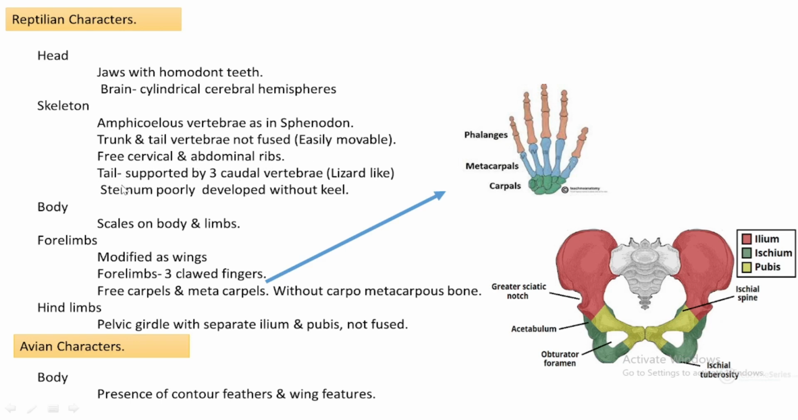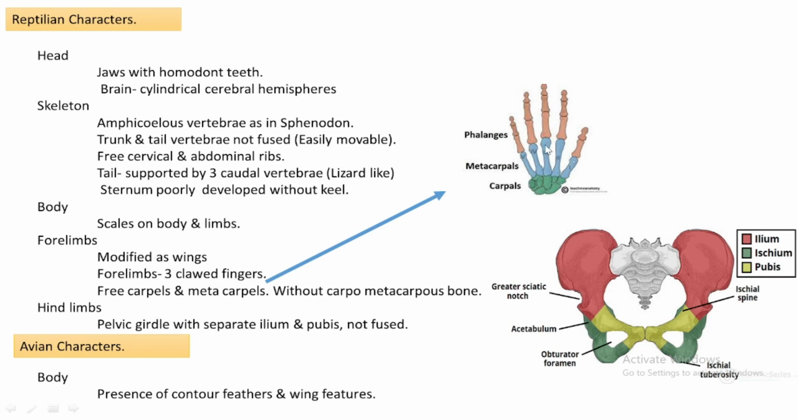Then regarding the tail, it is supported by how many vertebrae? 3 caudal vertebrae, and it is almost lizard-like. Sternum is present, but is wholly developed without keel. That is also a feature of reptiles. Body is having some scales. One is body and limbs. And regarding the forelimbs, it is modified as wings. And also the forelimbs are with the 3 clawed fingers.